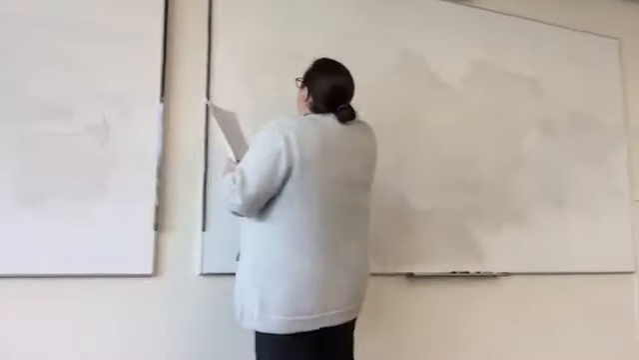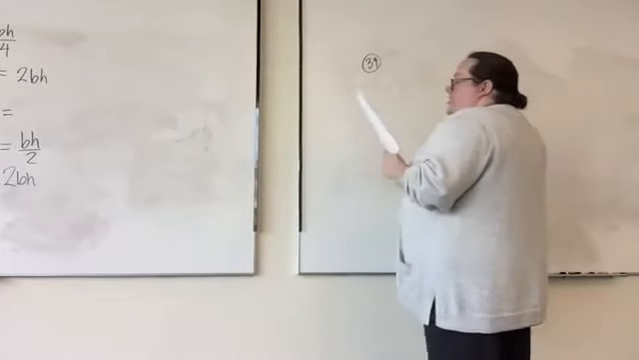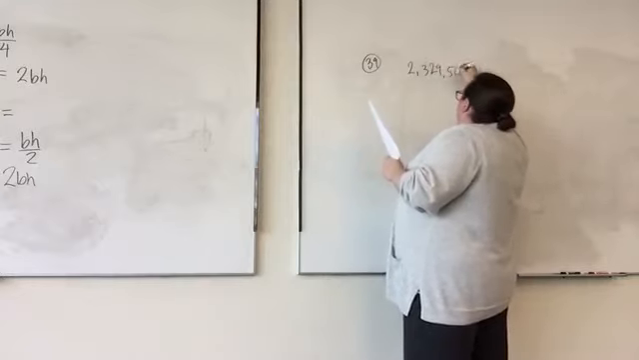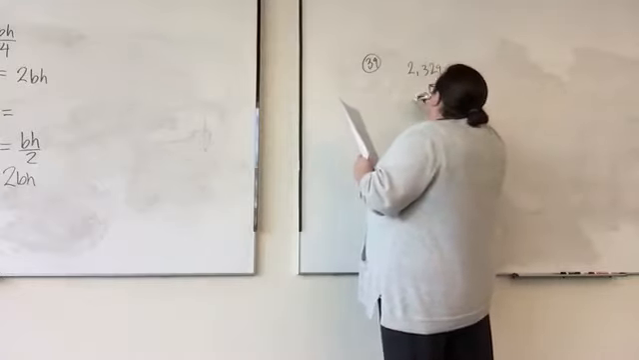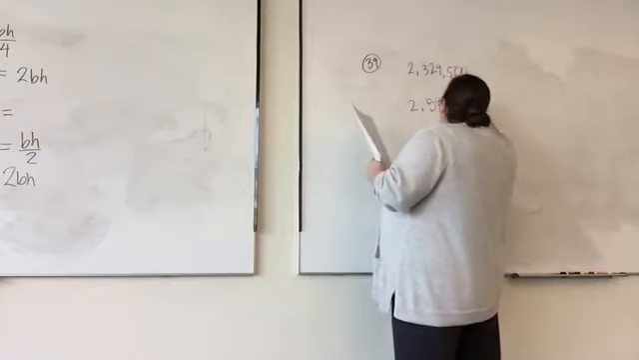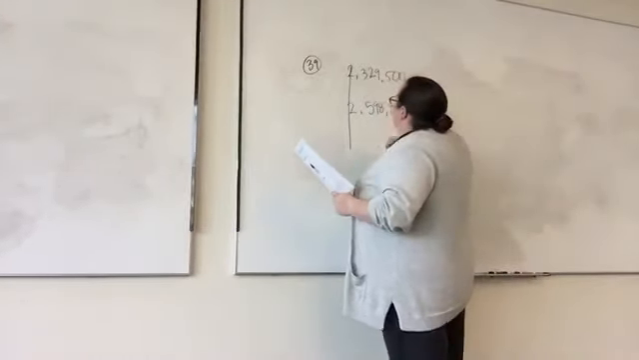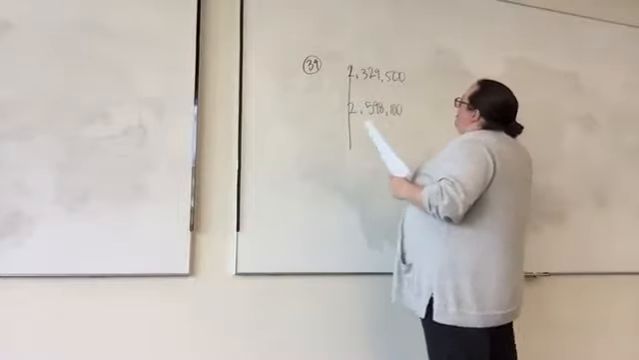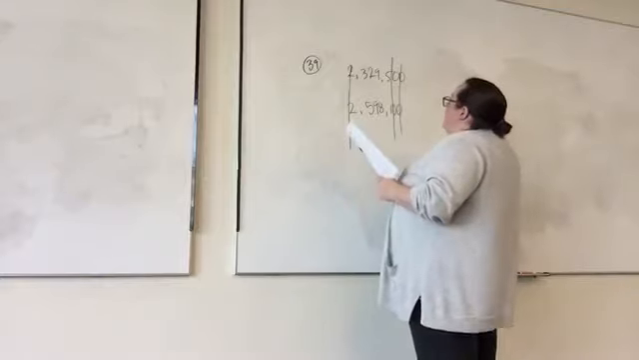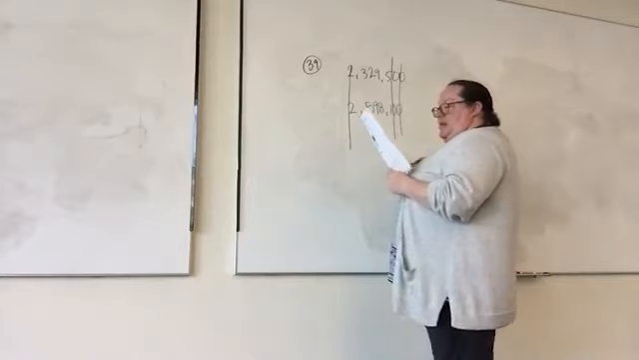Let's take a look at 39. Which of the following numbers is between 2,329,500 and 2,598,100? So here's where this is a useful trick. My 2's are the same, I don't worry about that. Here, my 0's are the same, so I don't worry about that. So I'm looking for a number that's between 3 and 5. Let's see if we have that.